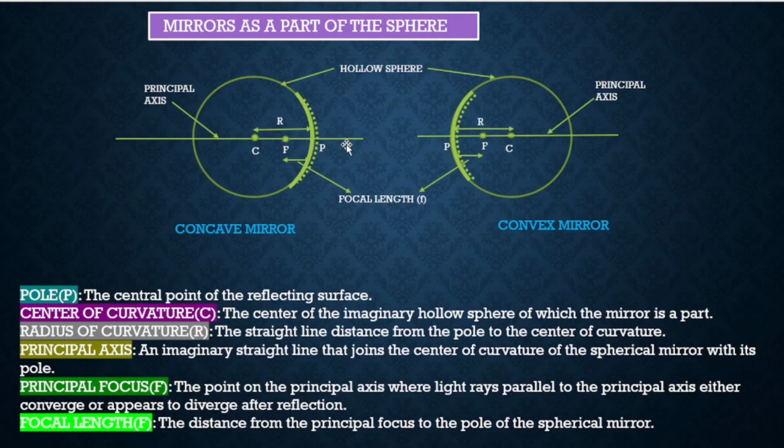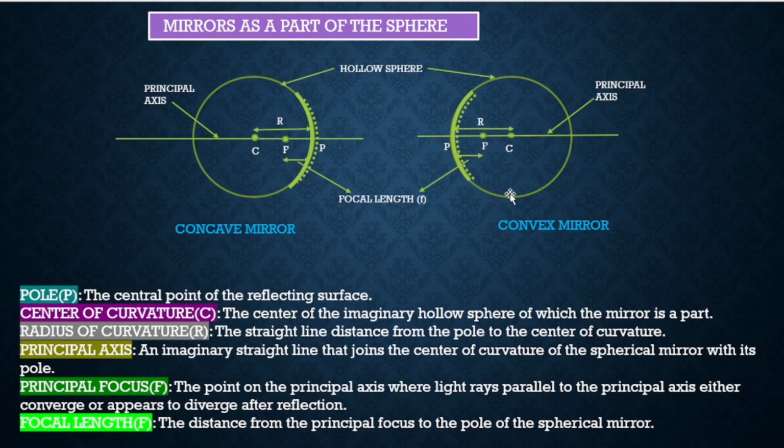ये जो line है center of curvature pole के बीच में जो line हमने draw किया है वो हो गया principal axis. Okay, the point between pole and center of curvature is your principal focus, and the distance from pole to principal focus is your focal length.